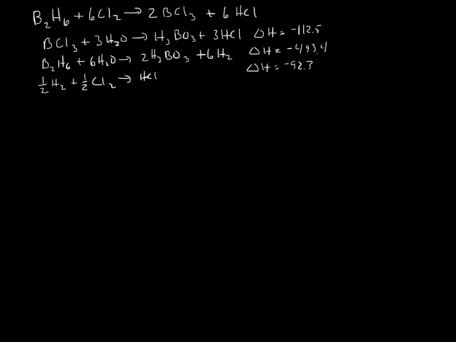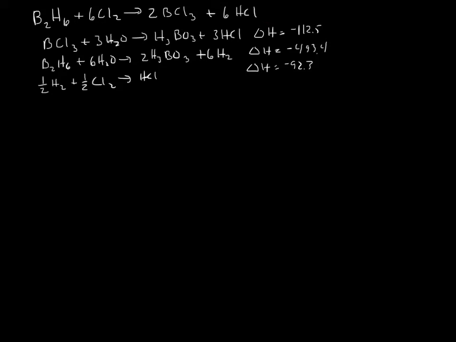Okay, let's work one of the Hess's law problems. This one we haven't done yet. What I recommend is writing it down and trying to work it first. Pause the video, then check and see how you did, just to make sure you can read everything and get everything right. It's B2H6 plus 6 Cl2 yields 2 BCl3 plus 6 HCl.